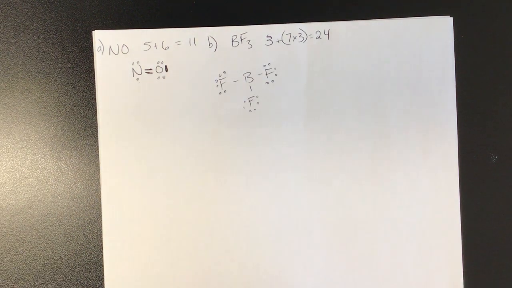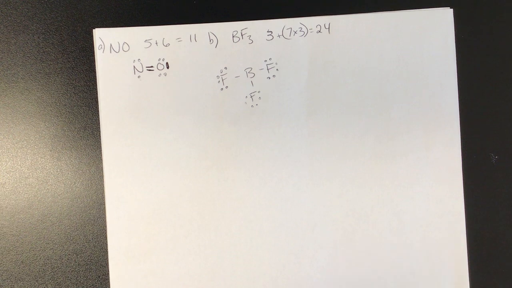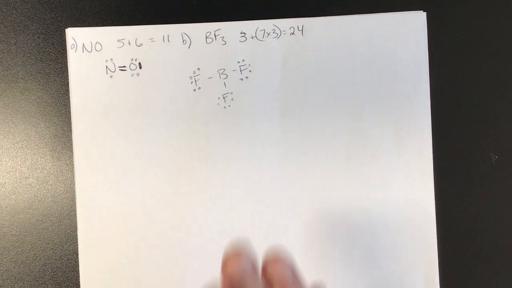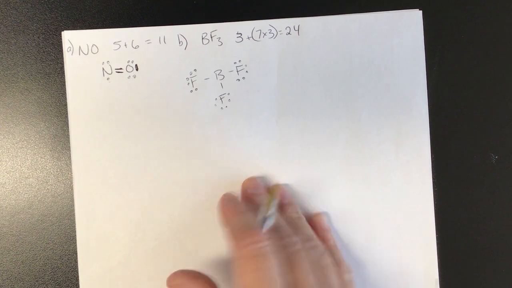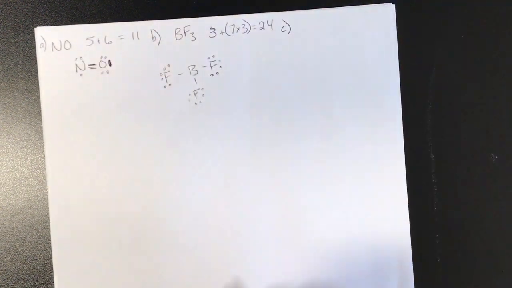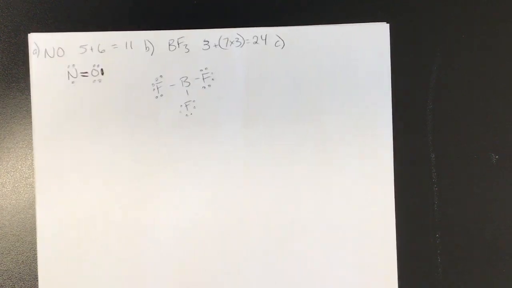Normally at this point we would say, okay, we need to share some electrons to get boron to an octet. But remember, boron is that tricky one that can have less than an octet. So we would not put a double bond here. So this one does not obey the octet rule, but that's okay because it can have less.